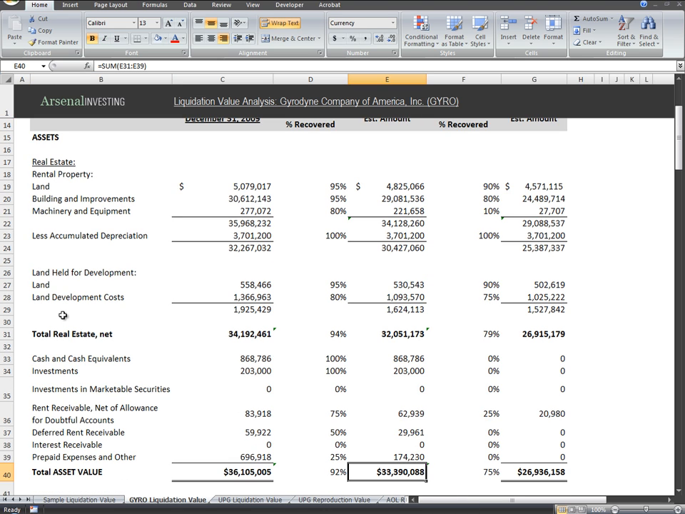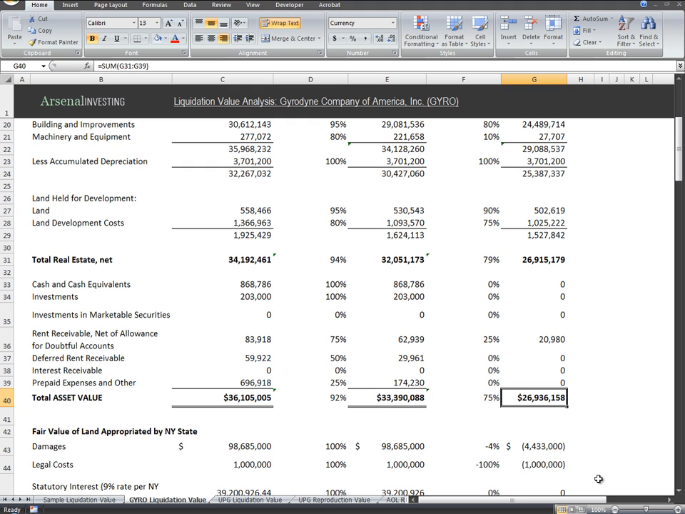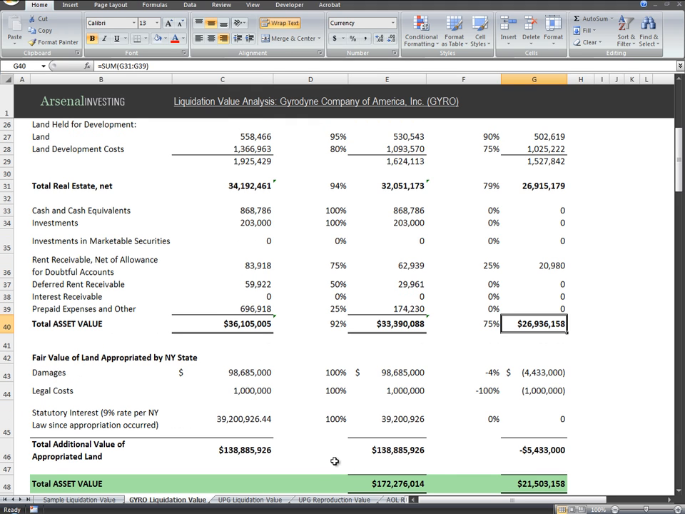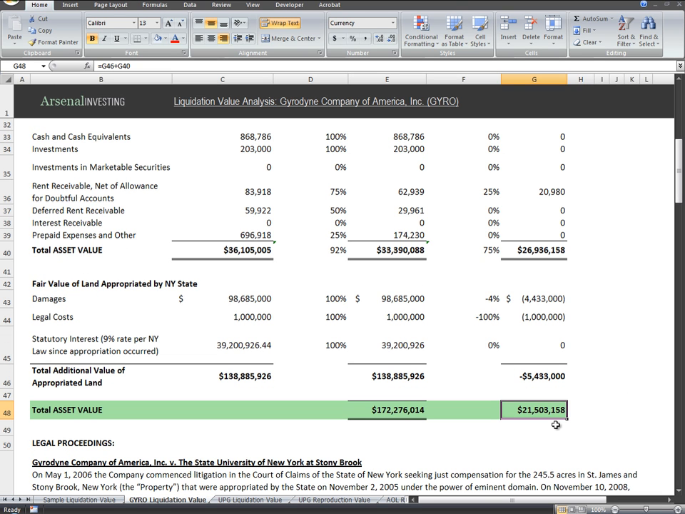So we go through all the assets, we go through all of the other balance sheet items, and we're left with $33.4 million. And in a worst case scenario, the asset value would be worth roughly $26.9 million. Next, looking at the eminent domain case, if the company were to win, the best case value of the total estate would be roughly $172 million. And worst case value would be roughly $21.5 million after paying back the state of New York its overpayment in 2006. Netting liabilities against these asset scenarios, we can see there is a huge range of outcomes here.